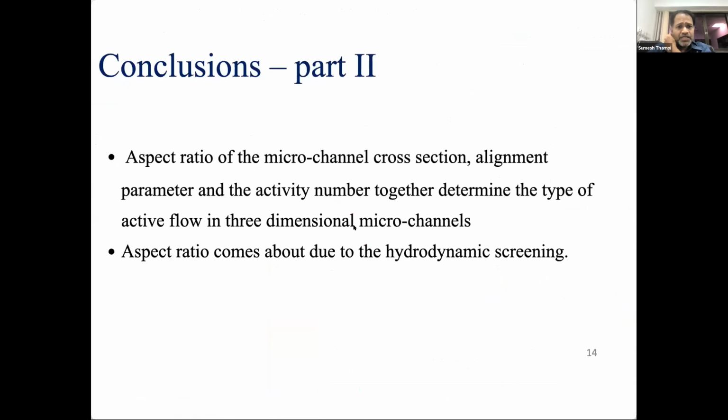So the conclusion from the second part of my talk is that active fluids essentially behave in a very different fashion, and particularly the confinement has quite a lot of effect, which we call the frictional effect, known as hydrodynamic screening. So both in the first part and in the second part, what I have shown is how fluids behave in a very different way when you have active particles present in the system, and particularly in microchannels.